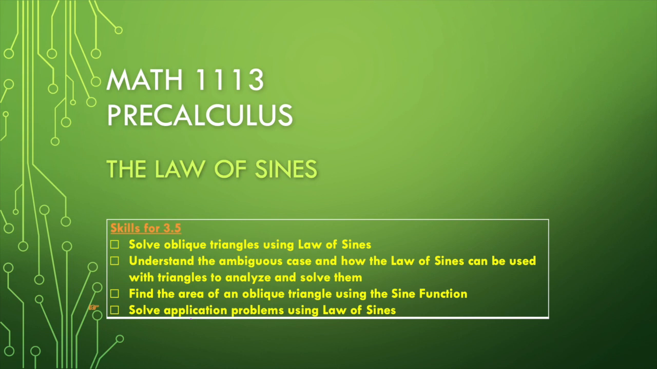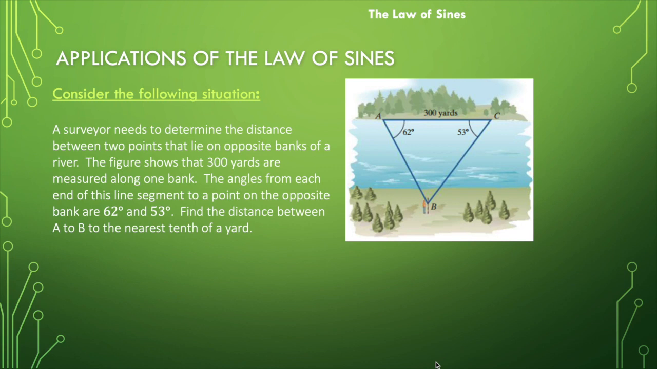So let's jump in. A surveyor needs to determine the distance between 2 points that lie on opposite banks of a river. The figure shows that 300 yards are measured along one bank. The angles from each end of this line to a point on the opposite side are 62 degrees and 53 degrees, respectively. Find the distance between point A and point B to the nearest tenth of a yard.